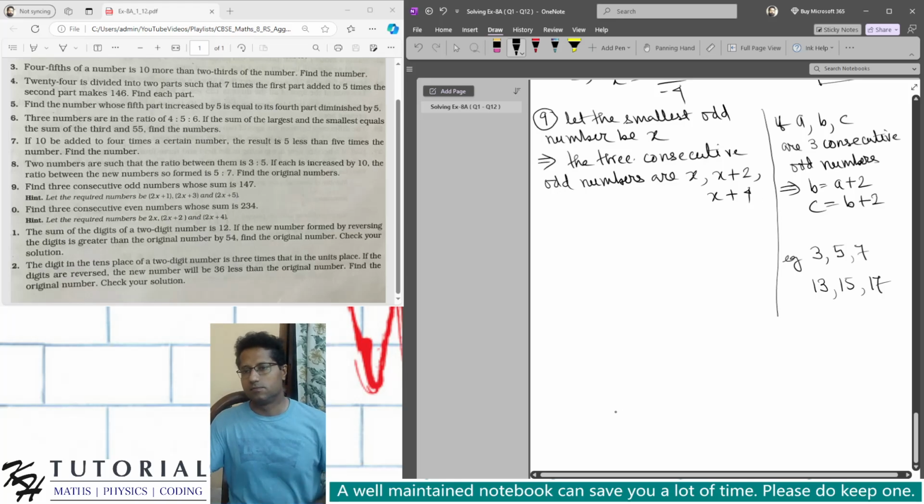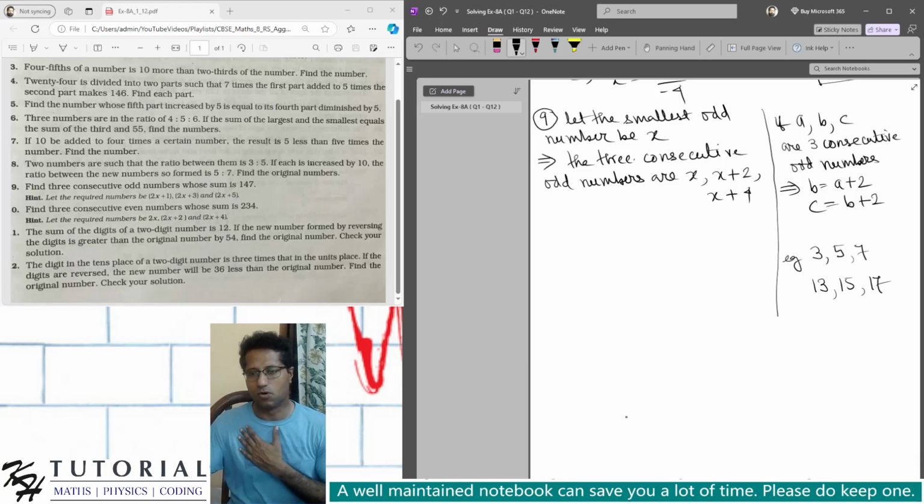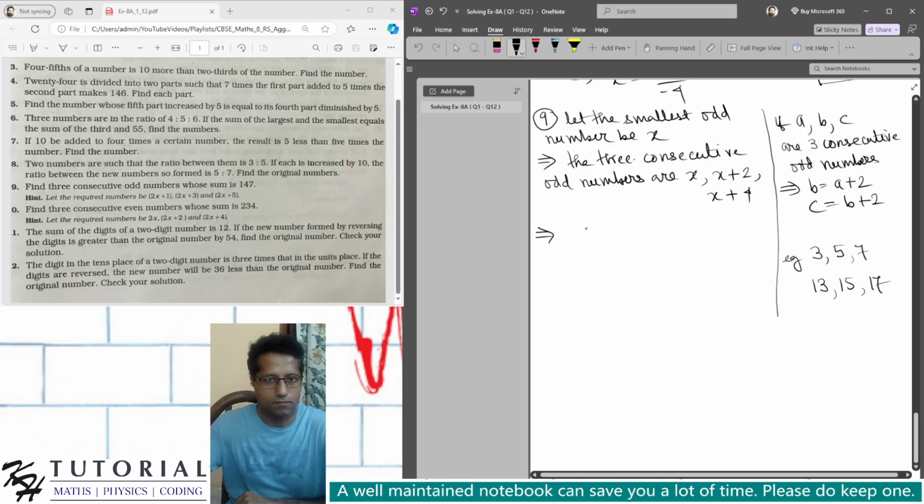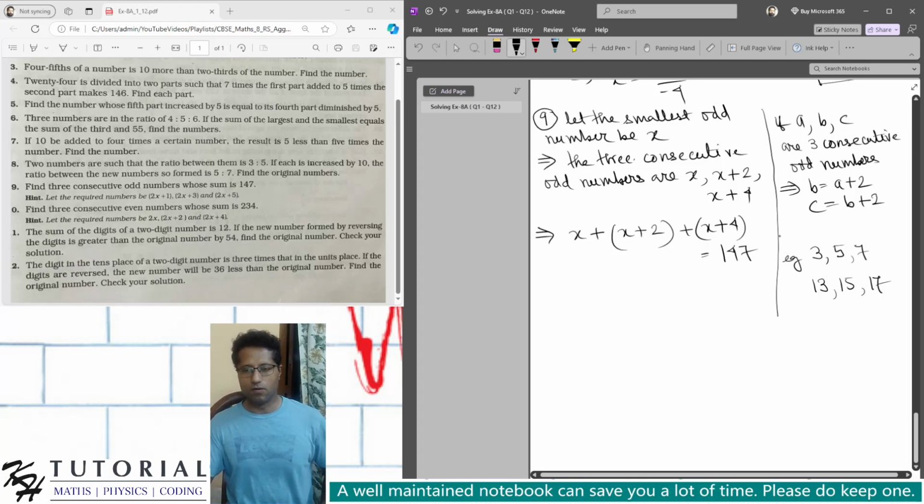So these are the 3 consecutive odd numbers based on the assumption that the smallest odd number is x, and it is given that the sum of the 3 consecutive odd numbers is 147. So we have x plus x plus 2 plus x plus 4 is equal to 147. So this is the equation we have formed from the given problem statement, and we have to solve for x.